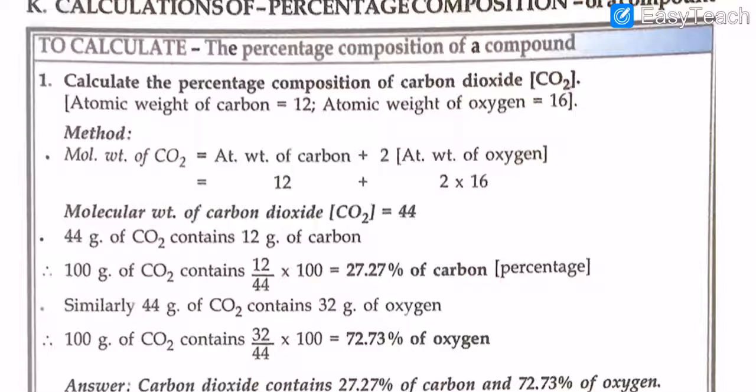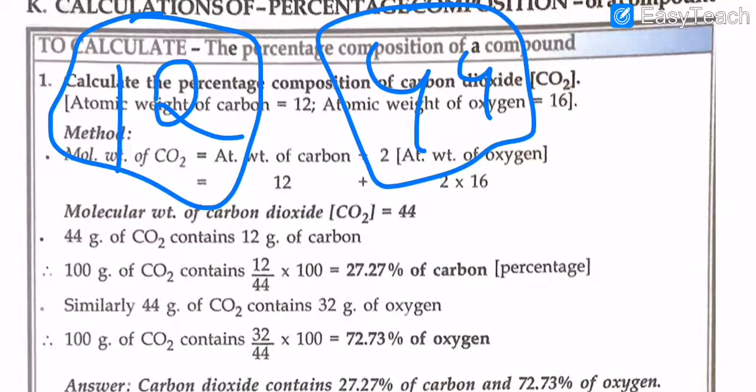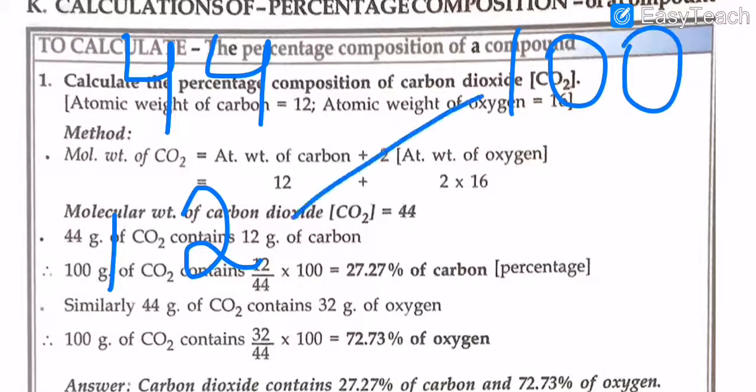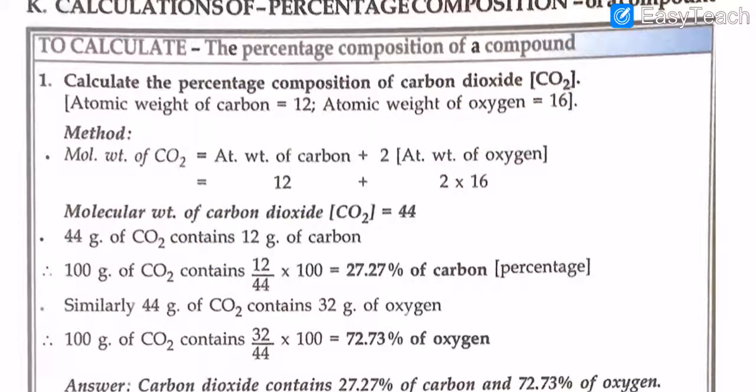Now, let's take it in terms of maths. A person, carbon, scored 12 marks out of 44 marks in a test. How much percentage did carbon score? 44 marks is the total marks in the unit test. He scored 12 marks out of that. For 100%, how much will it be? 12 into 100 divided by 44. That means you have 27.27% of carbon, and that will be the percentage of carbon.